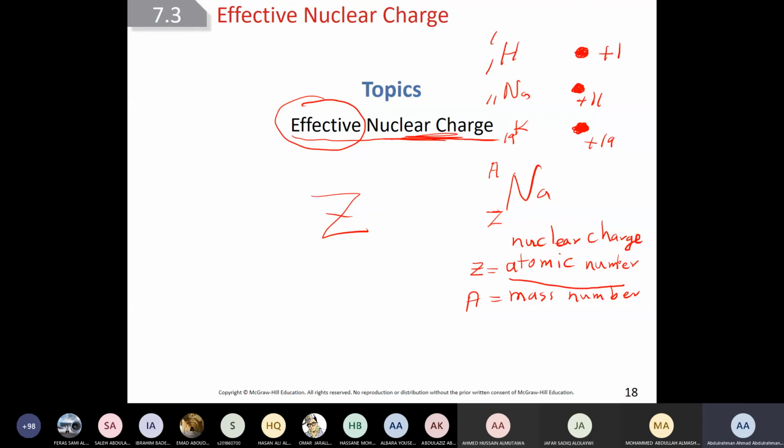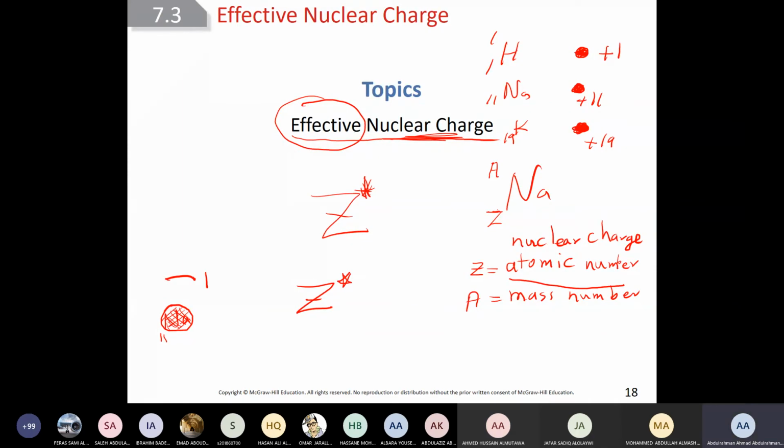I want to introduce something else, which is effective nuclear charge, and I will write it as Z with a star. What do I mean by this? If I have sodium, how many electrons do you have? What's the nuclear charge of sodium? 11, exactly. Let's draw the structure of sodium.